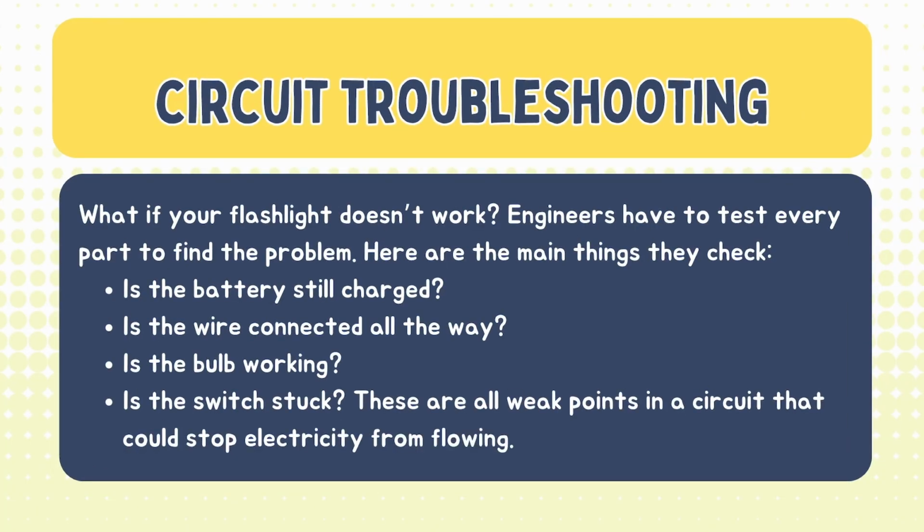Engineers have to consider multiple different factors. What if your flashlight doesn't work? Engineers have to test every part to find the problem. Though some people may assume it's the battery immediately, it's important to recognize that it may not be the battery. Maybe the wires aren't connected all the way. Maybe the bulb isn't working. Or maybe the switch is stuck. These are all weak points in a circuit that could stop electricity from flowing. And we can test them individually to see which one is the issue.